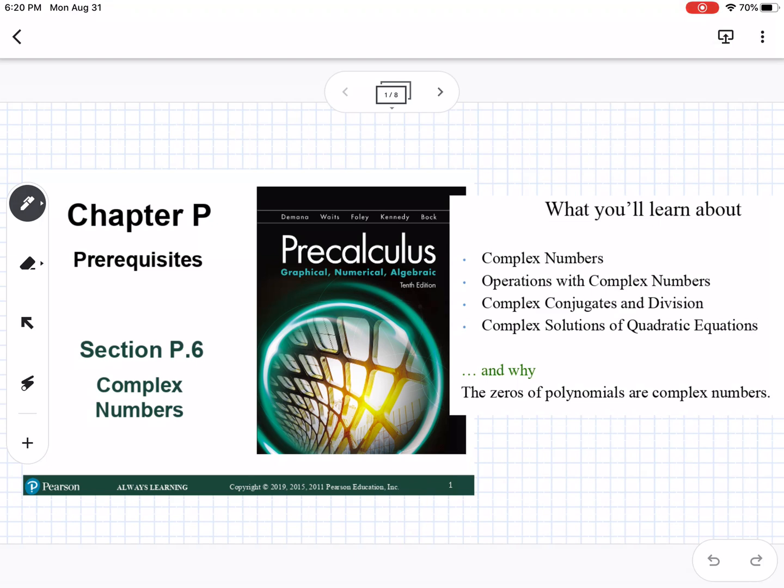So this is Chapter P, Section P.6, which is complex numbers. So we're going to talk about complex numbers, operations with complex numbers, complex conjugates and division, and then talking about how this applies to quadratic equations.